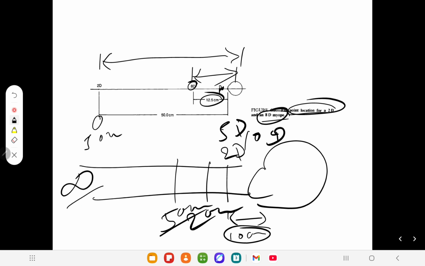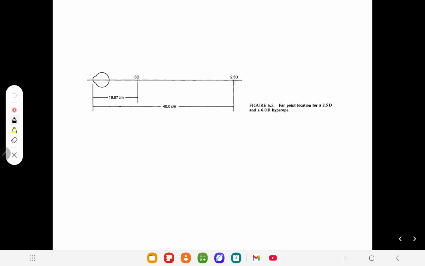In case of emmetropia, it is easier to understand. Okay, the same thing goes for hyperopia. So one hyperopia is 2.5 diopter, another hyperopia is 6 diopter. In this picture, it looks a little bit different because 6 diopter hyperopia means approximately 16.67 centimeter away from the eye, and 2.5 diopter means 40 centimeter away from the eye.